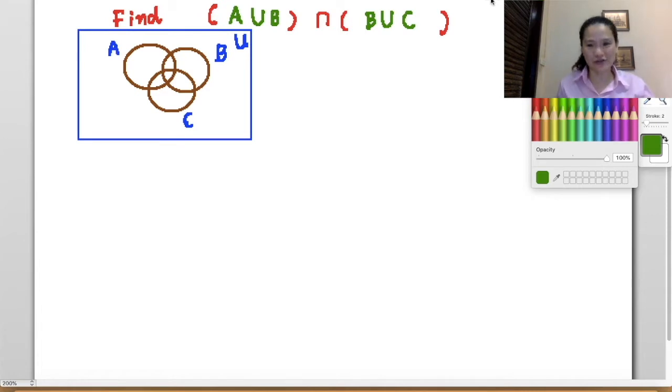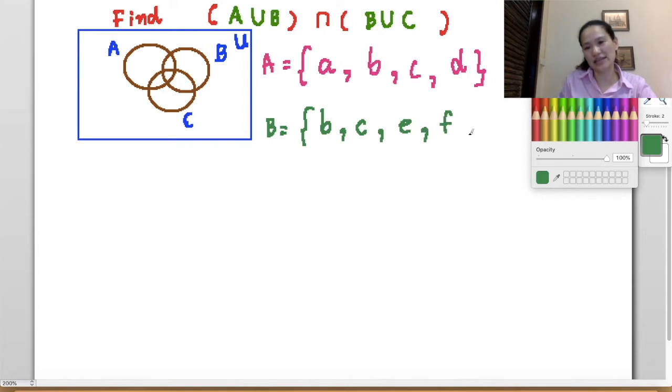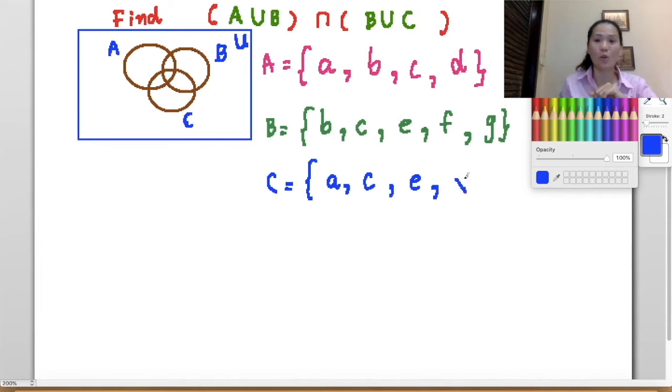First, I give you the values of the sets. I give you set A equals A, B, C, D. And set B, using different colors, set B equals B, C, E, F, G. And set C equals A, C, E, X, Y.